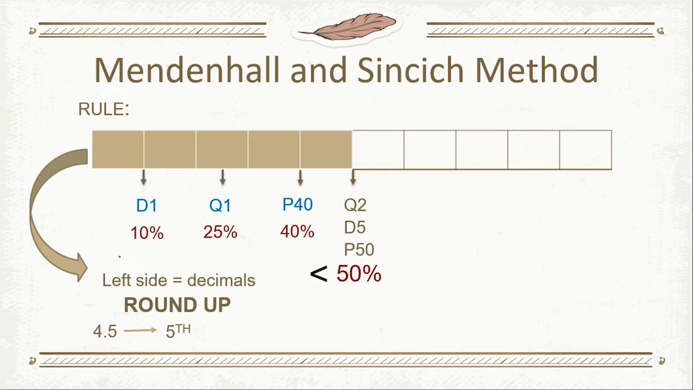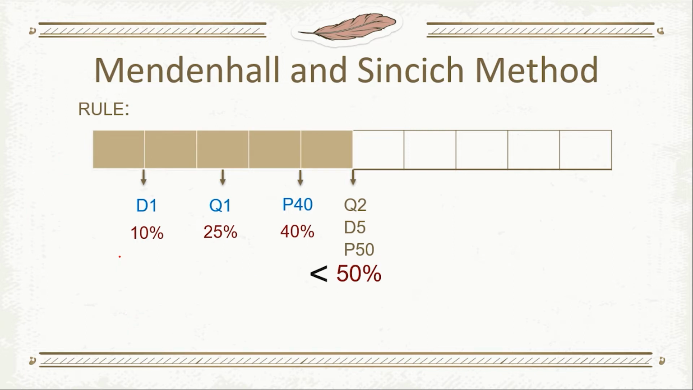So like for example, we have 4.2. So in your previous lesson, kapag 0.2 siya, i-round down natin. Pero pag dito sa Mendenhall and Sinsich method, kailangan natin siyang i-round up. Basta nasa left side yung ating value or less than 50%. Okay, so yung 4.2 natin is we have 5th. So therefore, yung ilulocate nating position ay nasa 5th position.